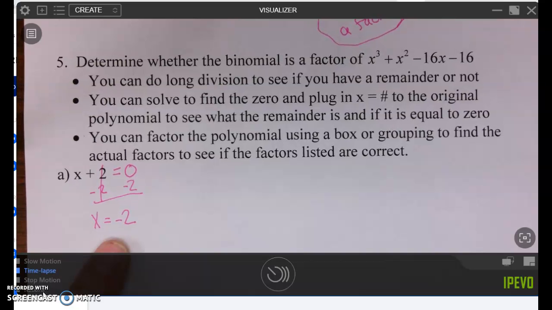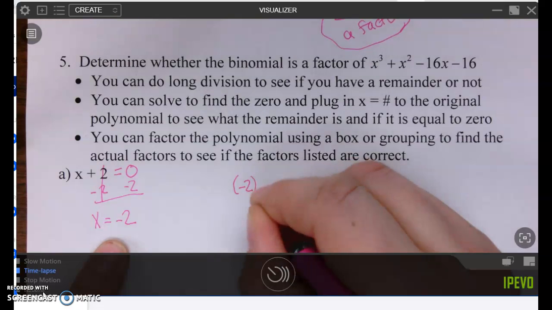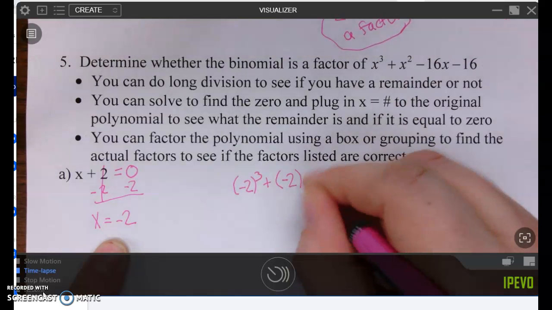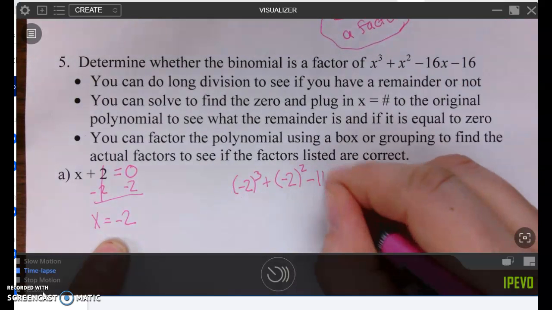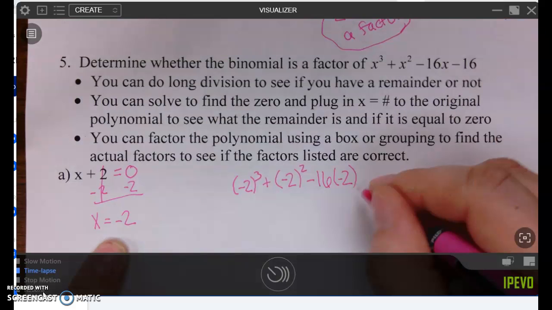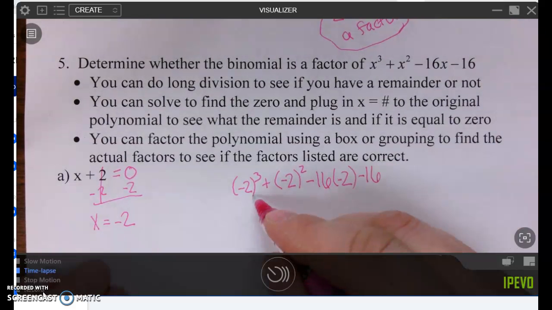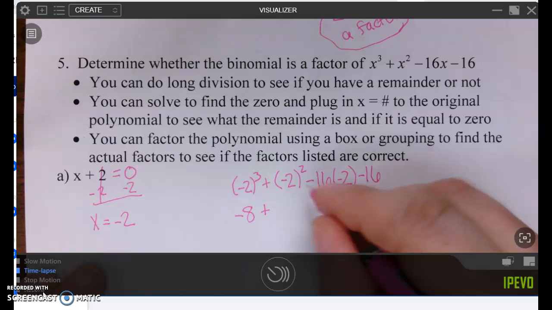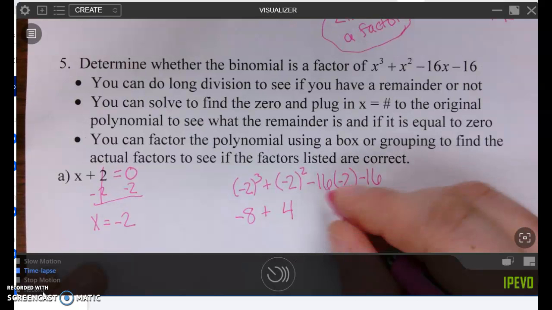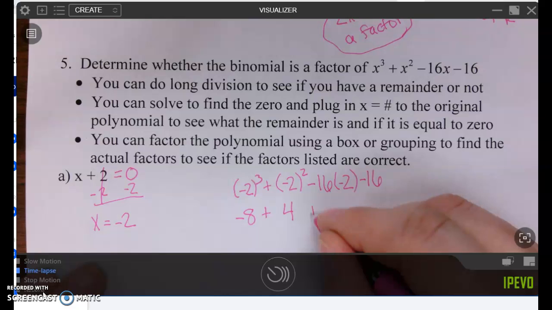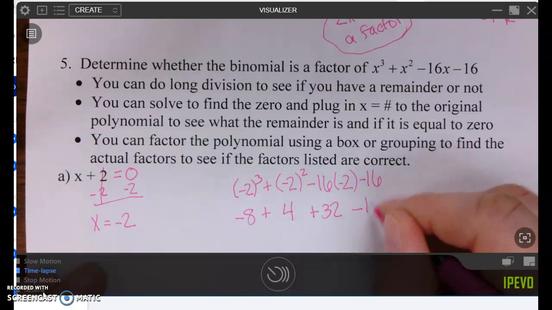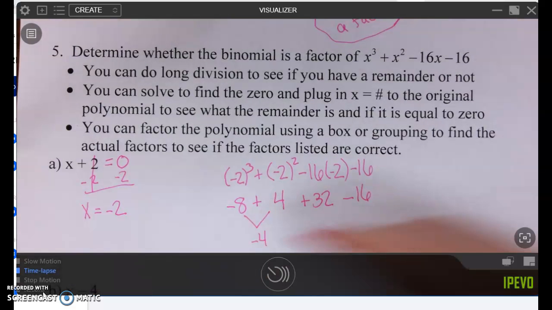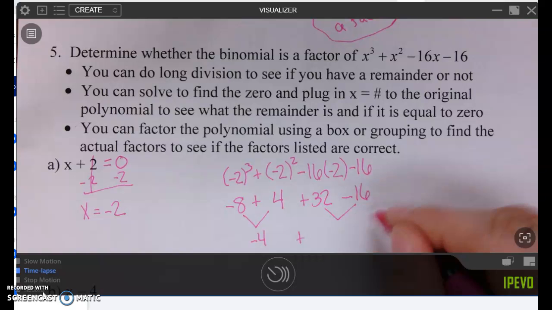So if I plug in x as a negative 2, I would have negative 2 to the third, plus, replace that x squared with a negative 2 squared, minus 16 times x, and my x is a negative 2, and then minus 16. So negative 2 times negative 2 is positive 4, times negative 2 again is negative 8, plus negative 2 squared, that's a positive 4, and then minus 16 times a negative 2, that's going to be plus 32, and minus 16. Okay. So if I combine these terms, negative 8 plus 4, that's a negative 4, 32 minus 16 is 16.